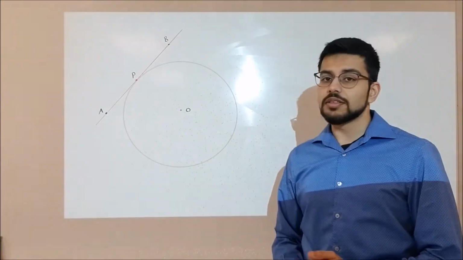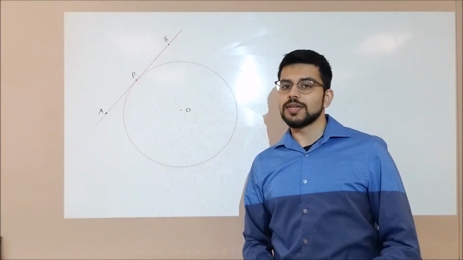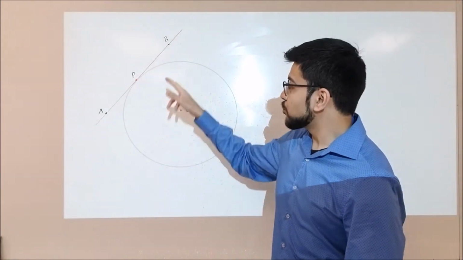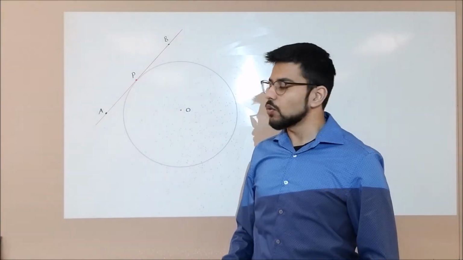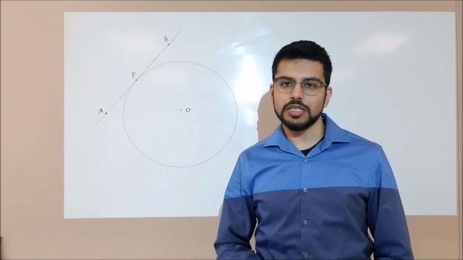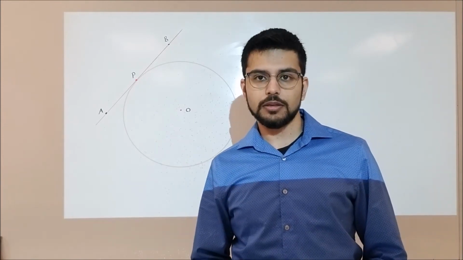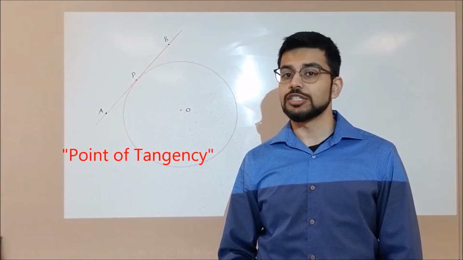What I've drawn on this circle is one tangent line. You could have an infinite number going anywhere you want. I've just drawn one on this side, and it only touches at one point. And that point I've labeled as point P. P stands for the point of tangency.